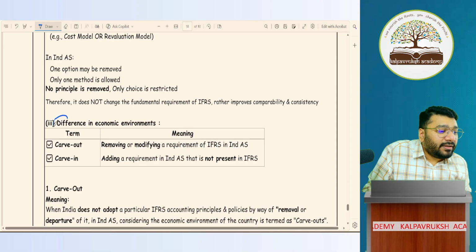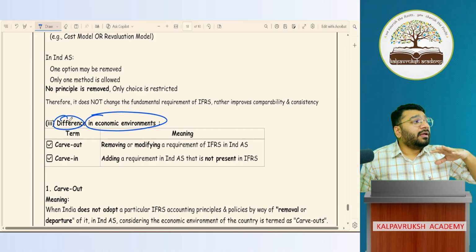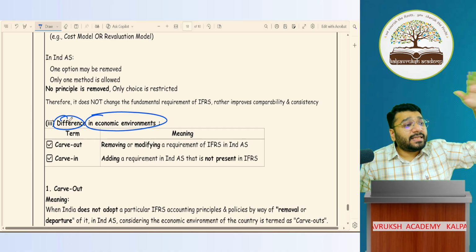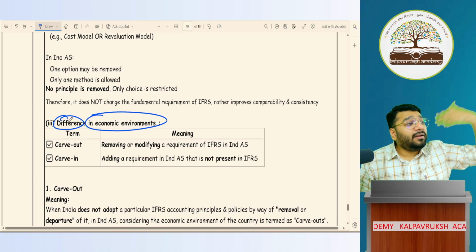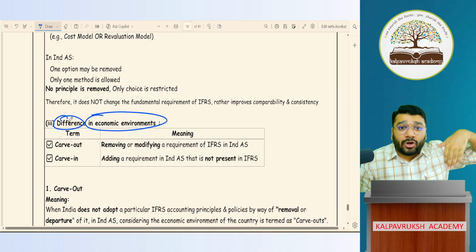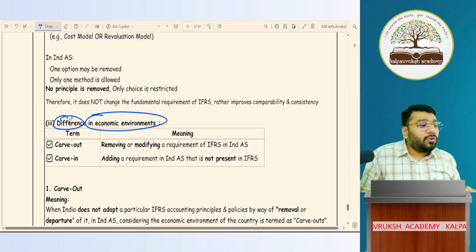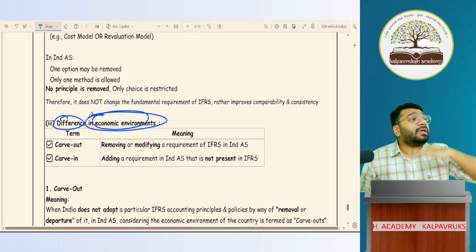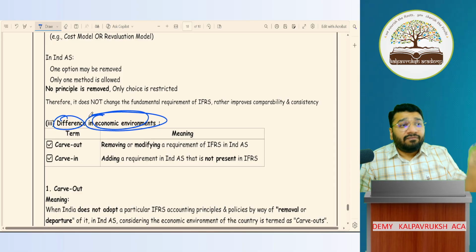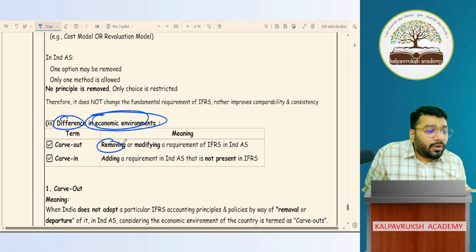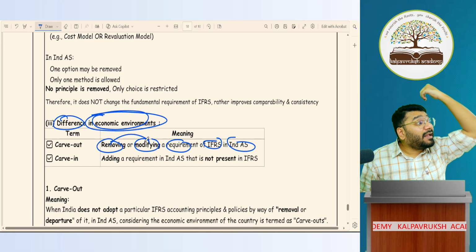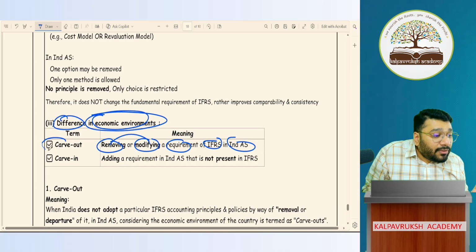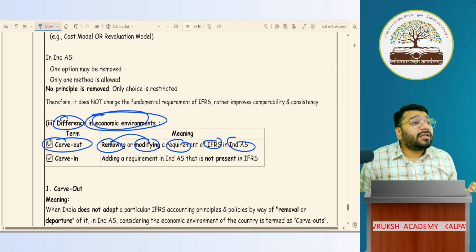And the third difference is the difference in the economic environment. Means what? There were some policies and principles suggested in IFRS which were suitable to their business environment, legal environment, and economic environment, but they were not suitable for us. So considering our economic environment, we decided to remove certain items from IFRS while implementing Ind AS. So we removed or modified some of the requirements of IFRS in Ind AS. When I say remove or modify, it means at the principle level, at the policy level, certain points were completely eliminated. Such is called carve out. Such activity or such movement is called carve out.